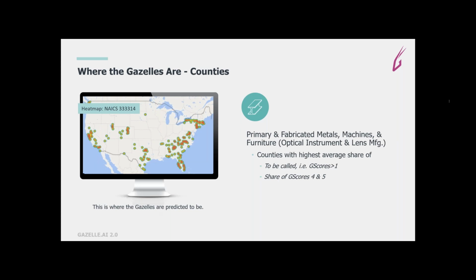Now I can look at maybe a more interesting case occurring in the manufacturing sector, primary and fabricated metal and machines, specifically optical instrument and lens manufacturing. Looking at the heat map here, it's a little different. We tend to see a lot of this manufacturing activity occurring around the coasts and perhaps around Colorado and Utah. The "why is the G-score happening" information suggests that the firm level variables tend to have sub G scores of 4 and 5. That indicates that firm level performance is a key associate of high growth propensity in this manufacturing sector.